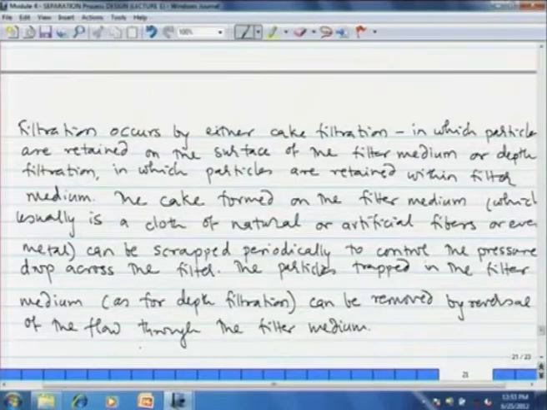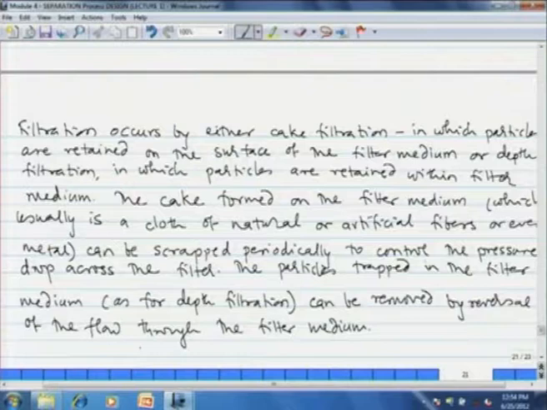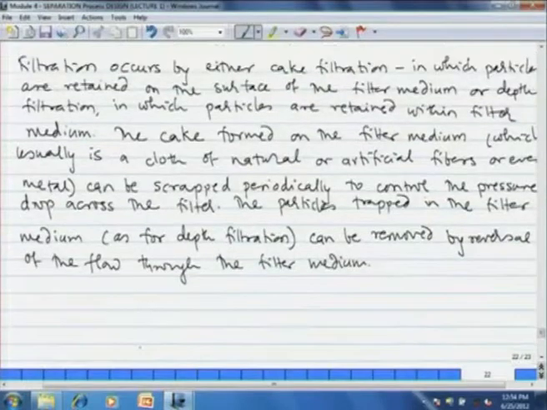So, when you are trying to separate these macroscopic particles, you have to see that the cake formation does not exceed a certain thickness. So, you have to continuously scrape the cake from the filtered surface, or if it is depth filtration, then once the pressure drop exceeds a certain limit, you have to reverse the flow, so that the particles trapped inside the filter medium can be removed. So, these are essentially all the basic separation processes that are used in the chemical industry. Depending on what kind of reaction mixture we have, we have to select a process.